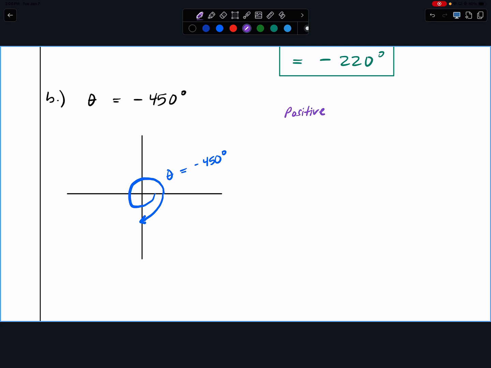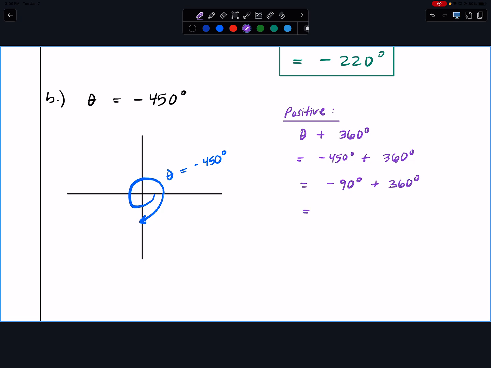To find a positive angle, I need to take my angle and add 360 until I get a positive number. So if I do negative 450 plus 360, what is that going to give me? Positive or negative? Negative. Okay, so this is not positive, so I need to do it again. If the answer is not the sign it tells you, you have to perform it again. So I'm going to add 360 again.